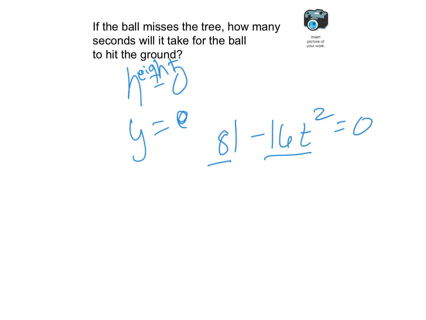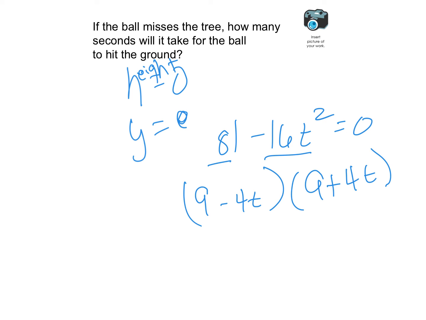This is a perfect square, this is a perfect square. So 9 minus 4t times 9 plus 4t. I need to solve for t, so I have to set it equal to 0. 9 minus 4t equals 0. 9 plus 4t equals 0. So I factored it first. Now I'm solving. Minus 9, negative 4t equals negative 9.